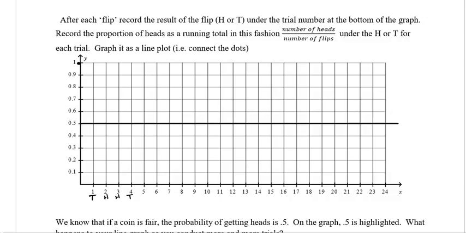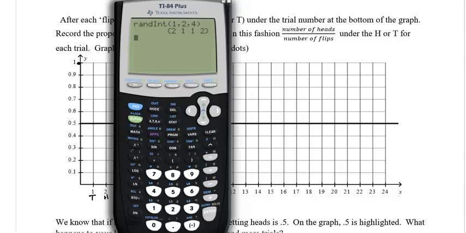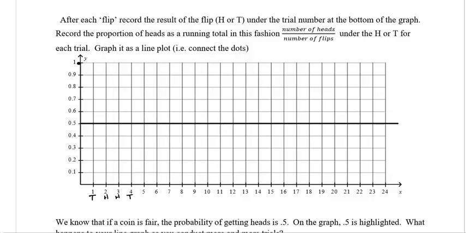Let's do another one quick. Let's hit enter, and we got 2, 1, 1, 1. So tails, heads, heads, heads. And let's record a few of these and do our proportion.